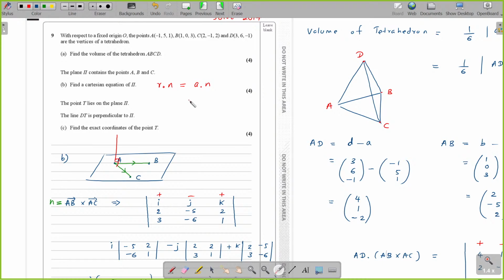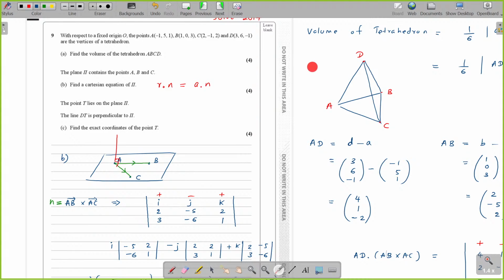Okay, then let's go to the next one, part C. Part C, they say the point T lies on plane pi. So the point T, on top of this plane, there's another point called T. Actually, you can see ABC, but I have even drawn it over here, in part C. Can you guys see what I'm talking about?